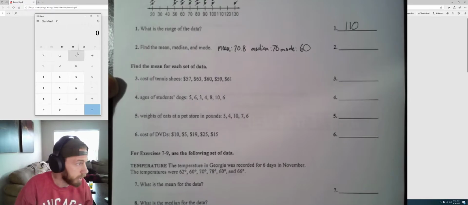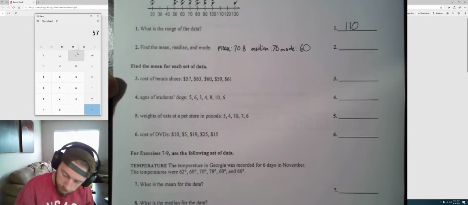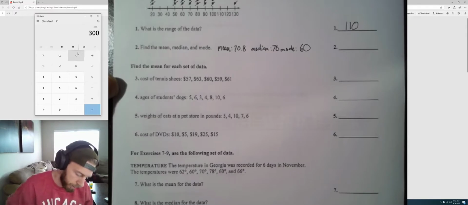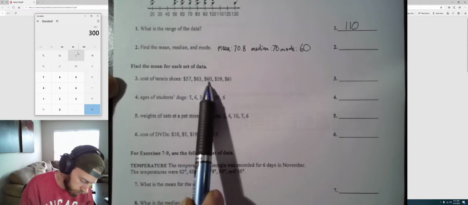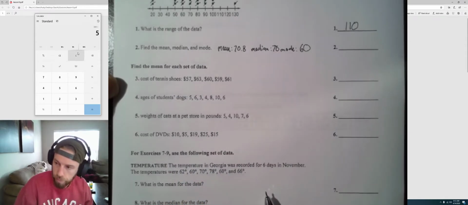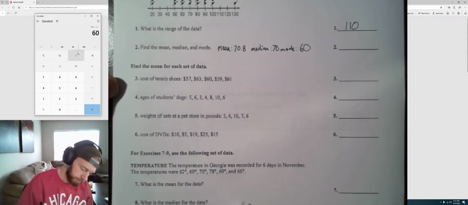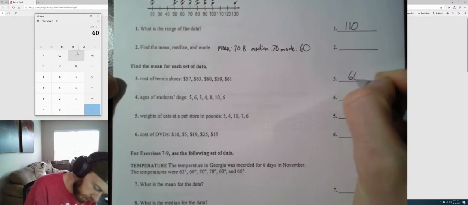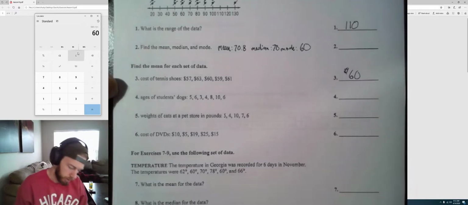So let's see, we've got a 57 plus a 63 plus a 60 plus 59 plus a 61. We add all that up and we divide it by how many shoes there are. 1, 2, 3, 4, 5. And you get 60. Check that out. Mean is $60 there.